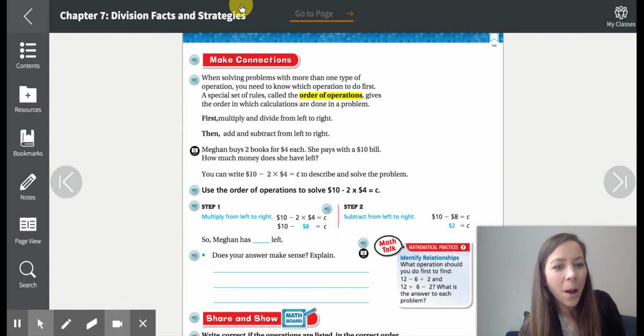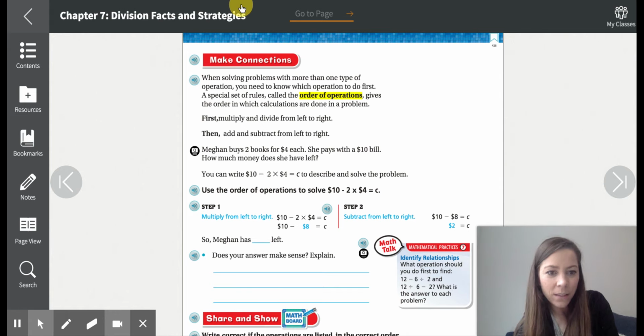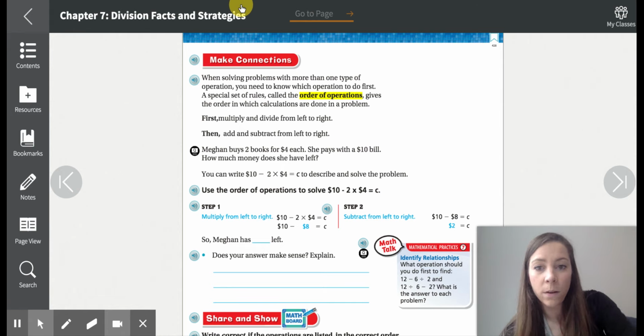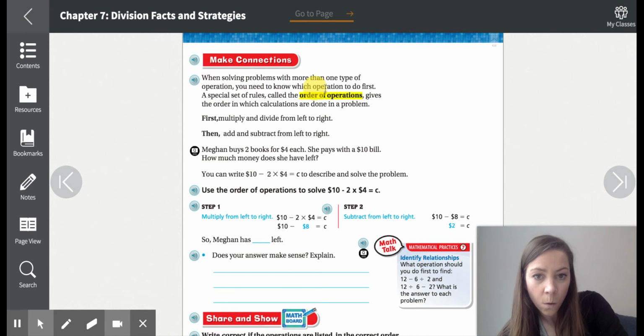Okay, so here we go. We're on lesson 7.11 still, finding out the order of operations that we have to do. So we're going to continue making some connections so we understand why this is necessary and maybe what the order is. It says when solving problems with more than one type of operation, you need to know which operation to do first.